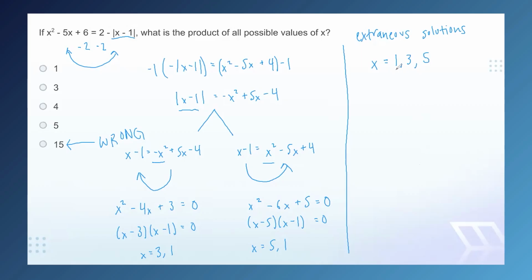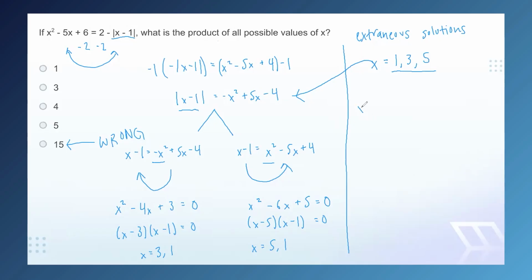So what we're going to do is plug in our 3 solutions to confirm that they actually work in the equation when the absolute value is there. Now, I'm going to go ahead and plug them into the version of the equation right before I got rid of the absolute value, since it's the simplest version of that equation, but it doesn't matter. You can plug it into the original and it'll still work.